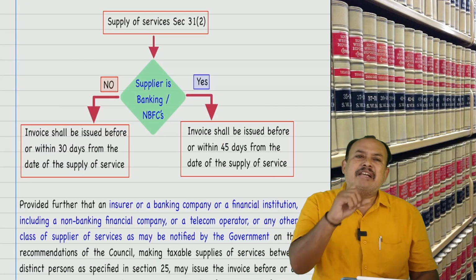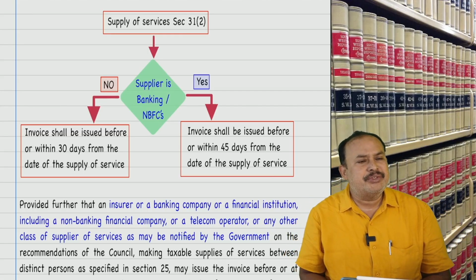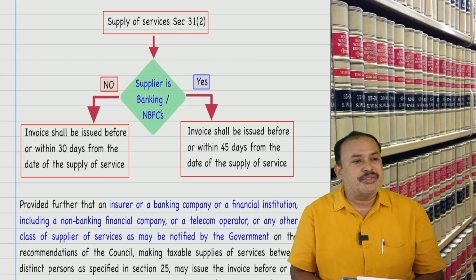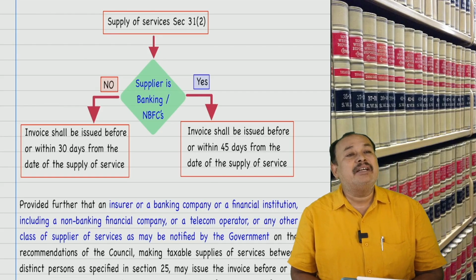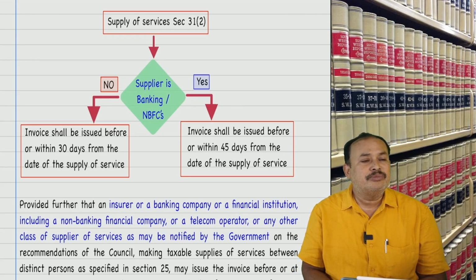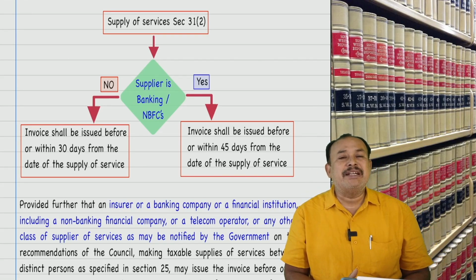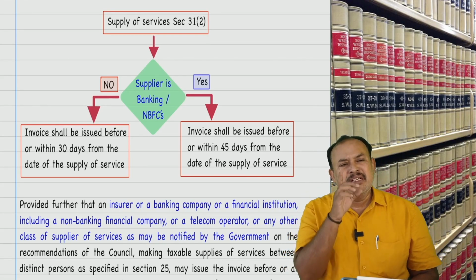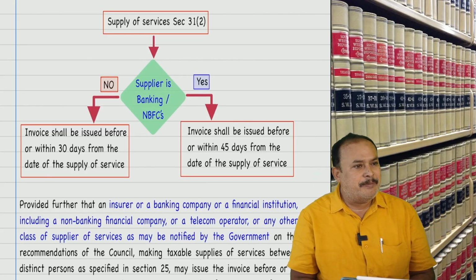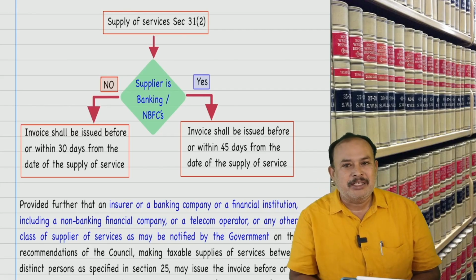Coming to the next point. When you refer to services, Mr. Supplier of service, you should issue the invoice under section 31, subsection 2, within 30 days from the date of the completion of supply of service. Somewhere we understood this in time of supply. Have you understood or not? What is the time of supply for supply of services? Forward charge applies. Quickly tell me.